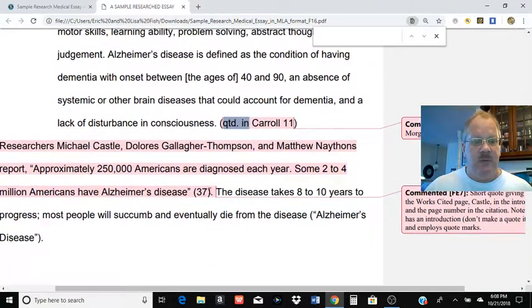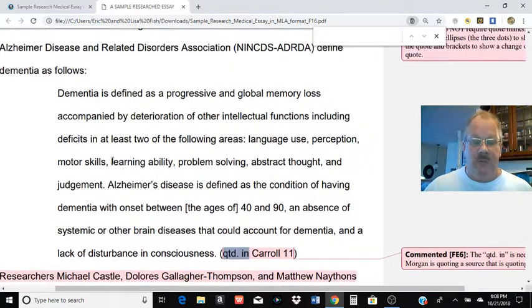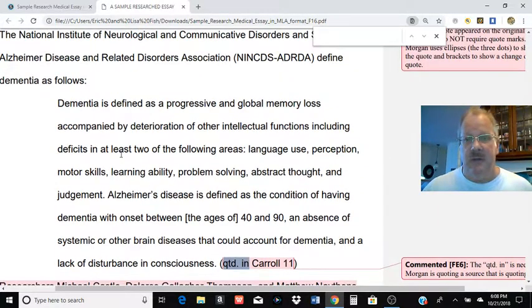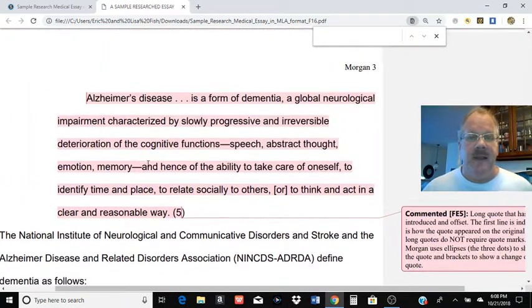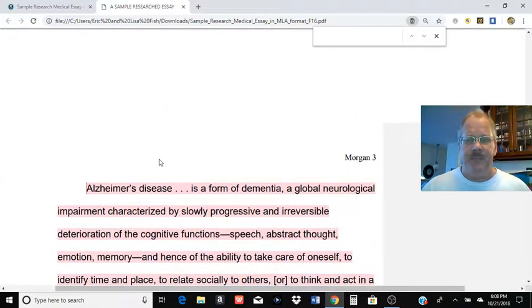So there you have the short quote. It's in quote marks, 3 or fewer lines. Long quote, 4 or more lines, offset or tabbed over twice. Again, you need an introduction to each quote and a citation for each quote. Got to tell us where you're getting your information from.